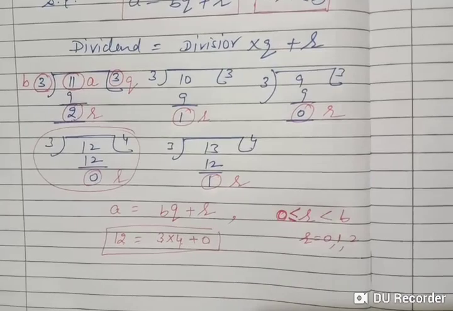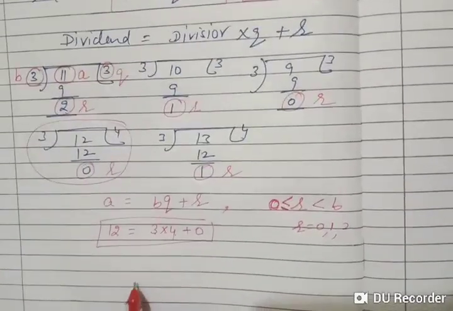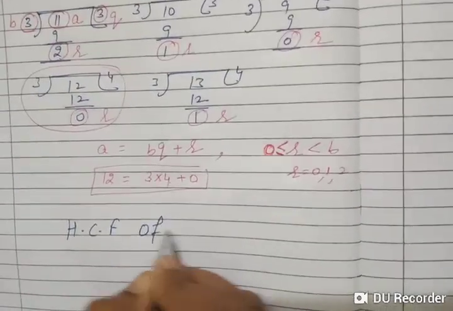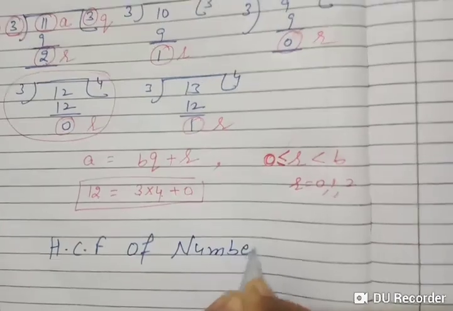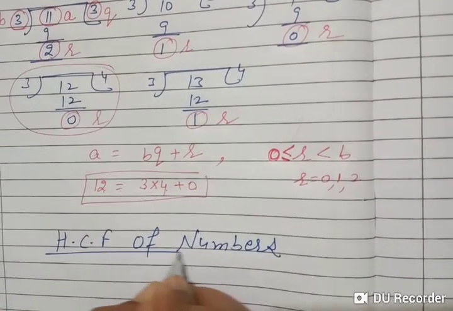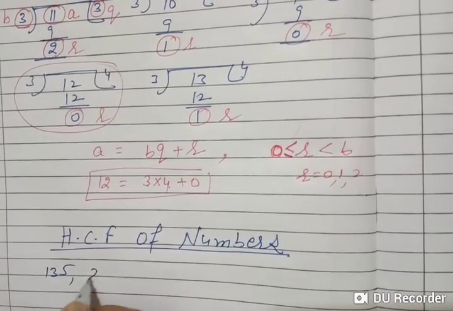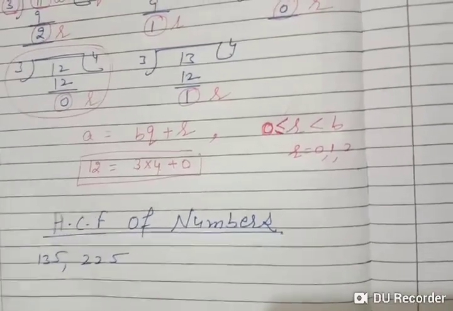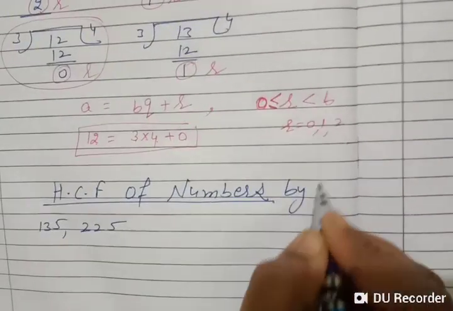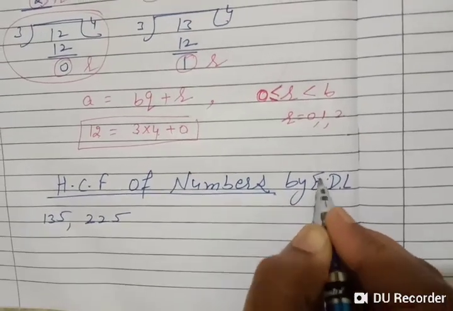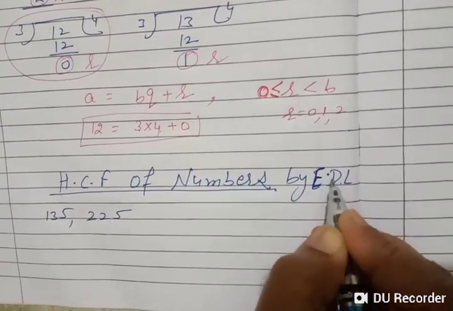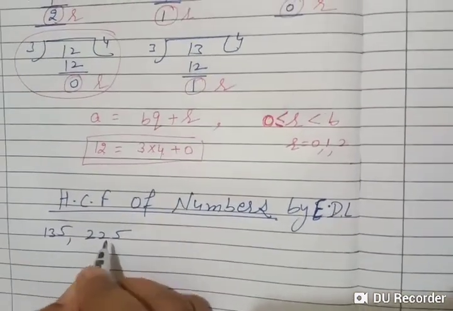Today we will discuss HCF of numbers. I am going to take one example for you. Suppose the numbers are 135 and 225, and we want to find the HCF by Euclid's division lemma. I will write this in short as EDL, Euclid's division lemma. So we will consider Euclid's division lemma for HCF.